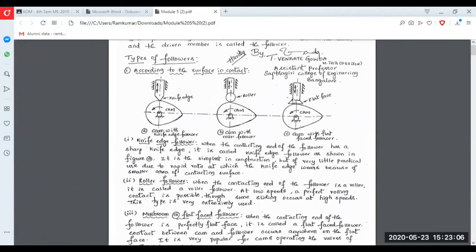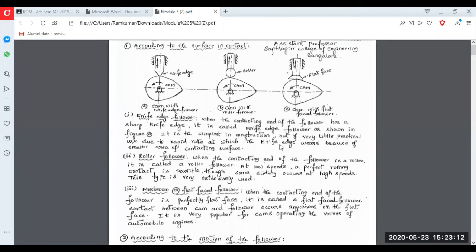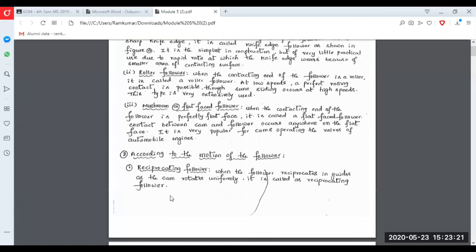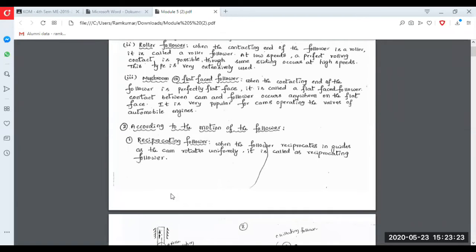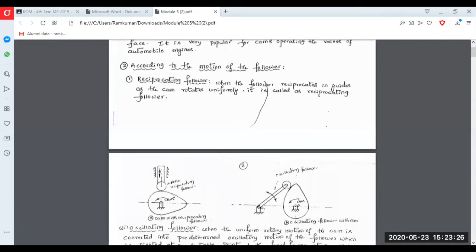Third one is a flat face. Okay, flat surface which is having movement on the cam surface. So it is called flat face follower, or you can say mushroom face follower. Okay, according to the motion of the follower, so you have reciprocating follower, one which reciprocates, or you can oscillate. So the follower, when it rolls on this will oscillate or it can reciprocate.